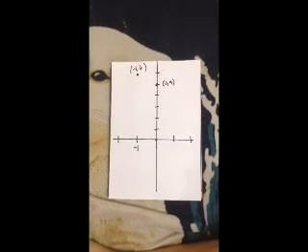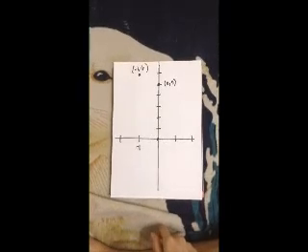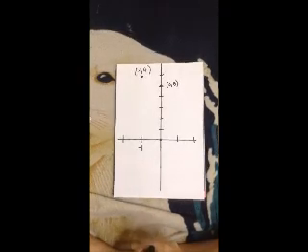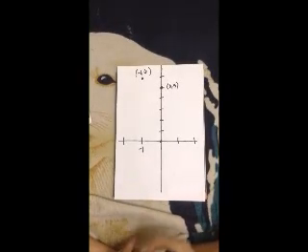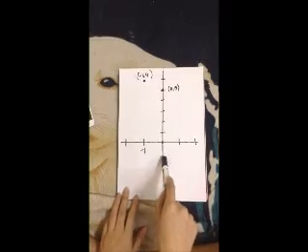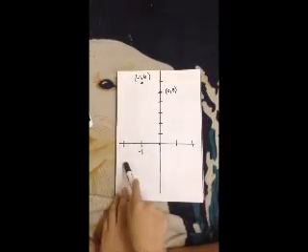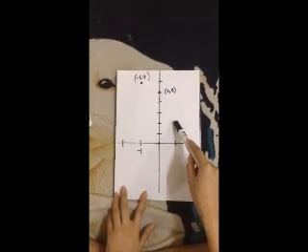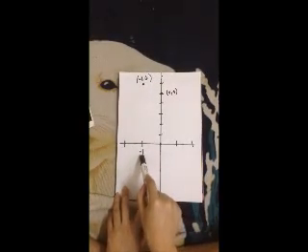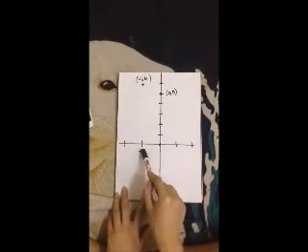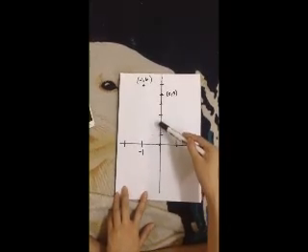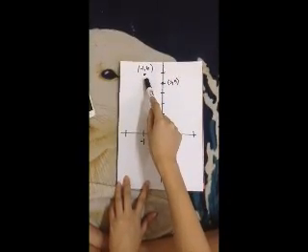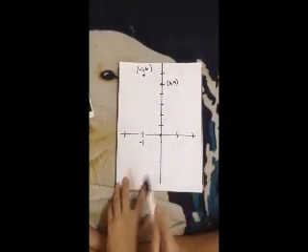For our second point, we have the value of x as negative 1 and the value of y as positive 6. Since the value of x is negative, it is placed on the left side of the x-axis, while the y value is positive, so it goes upward. Negative 1 for the x-axis, and for the y-axis, 1, 2, 3, 4, 5, 6, and there we go. For the second point, we have negative 1 and 6.